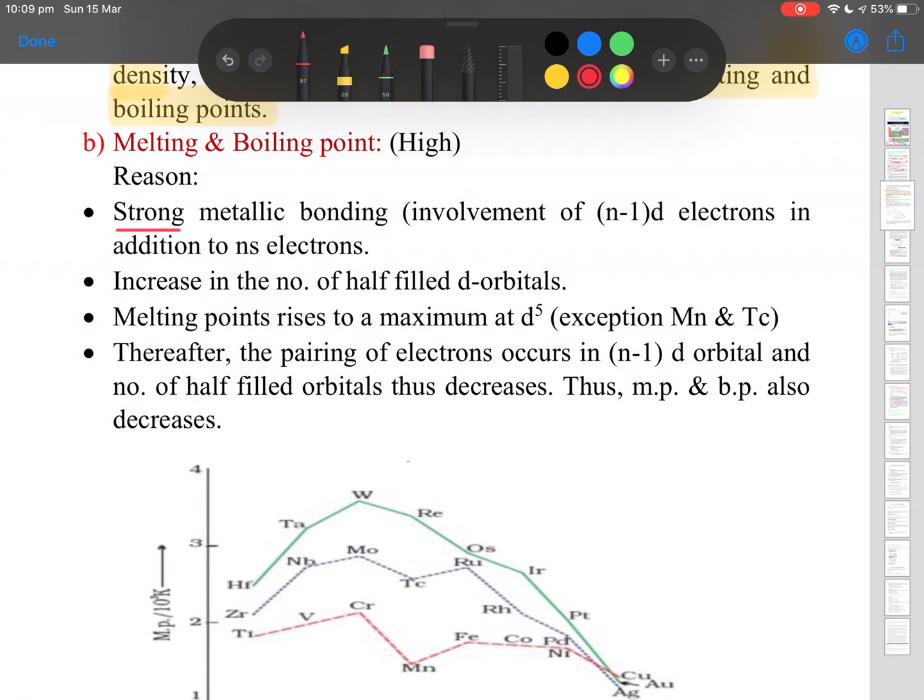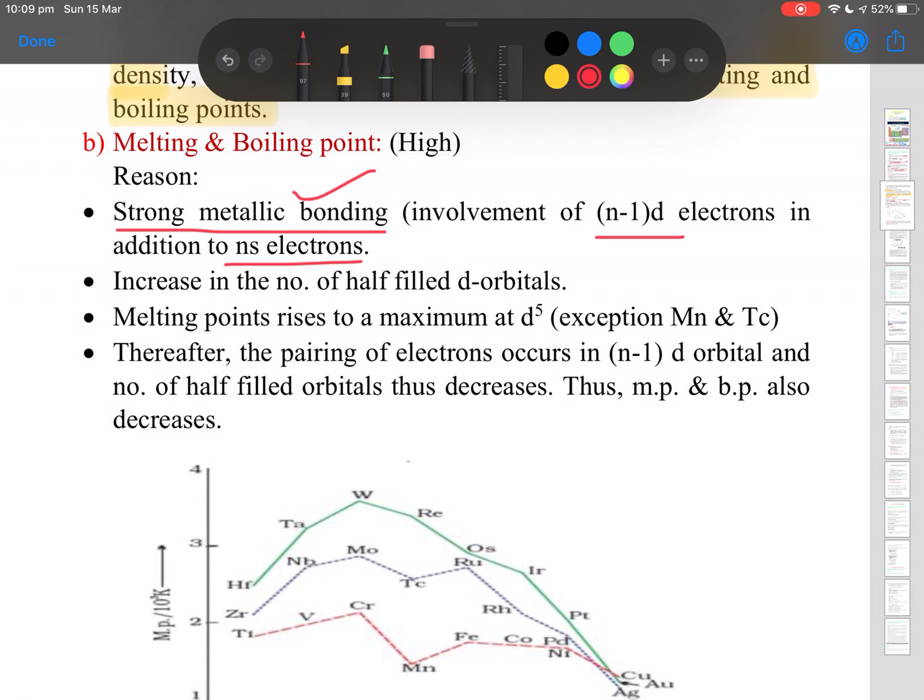It's the strong metallic bonding, and which involves not only n-1 d electrons, but it also includes ns electrons. So both these electrons together give you a metallic character, or participate in, indeed I must say, both orbitals. d orbital electrons and s orbital electrons participate in metallic bonding.